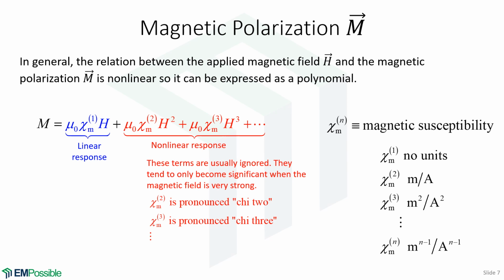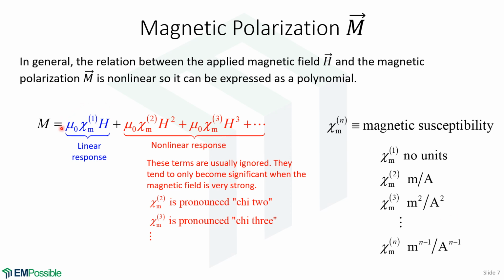Well, the magnetization is also nonlinear. If we pull hard enough on these magnetic dipoles, the displacement or the rotation will exhibit a nonlinear response. It takes very intense magnetic fields to do that, but it does happen. And we still call these chi1, chi2, chi3 terms. The units are a little bit different. The chi2 is meters per amp, chi3 meters squared per amp squared, and so on.